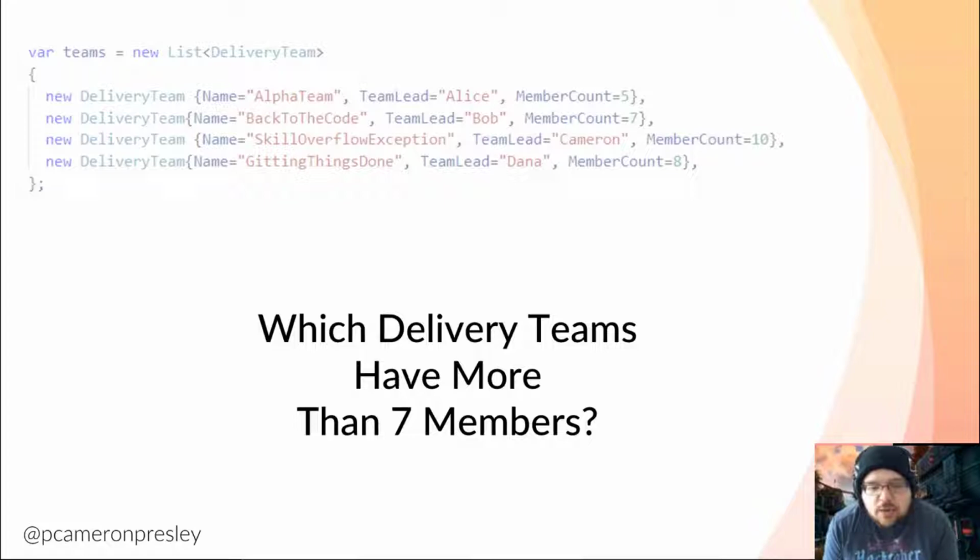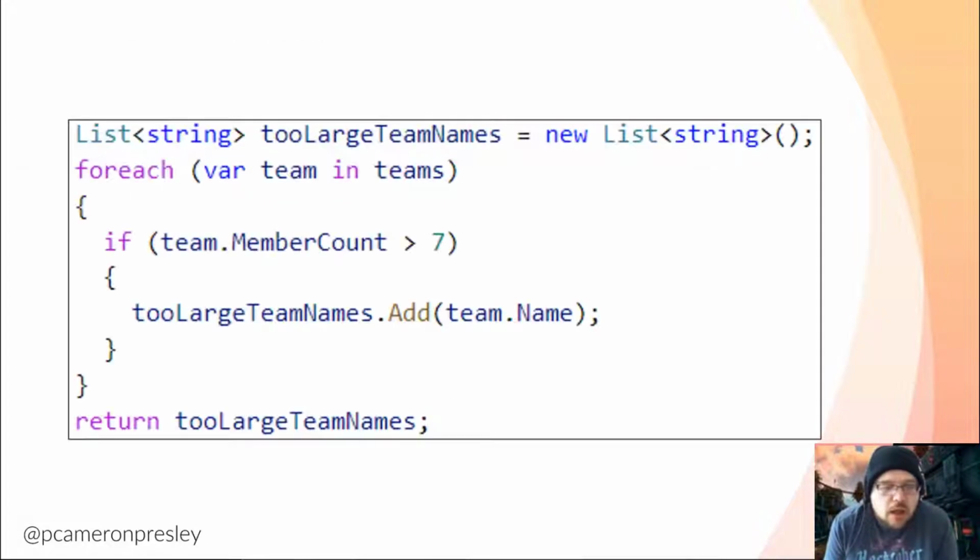And let's say I wanted to know which delivery teams have more than 7 members. Well, one way I could do it would be to write the following code, where I've got a list called toLargeTeamNames. I'm iterating through the list of teams, and if the member count's greater than 7, I'm adding it to that list, and then I'm going to return that list.